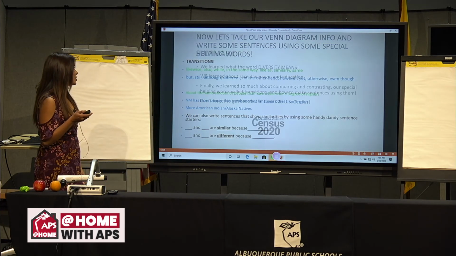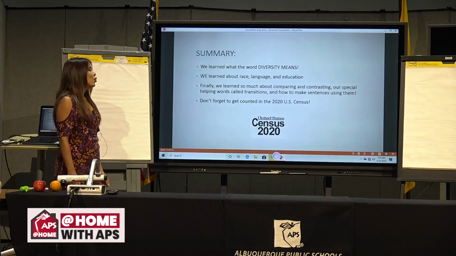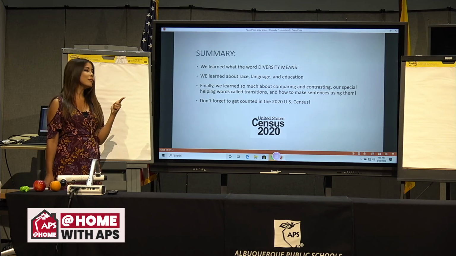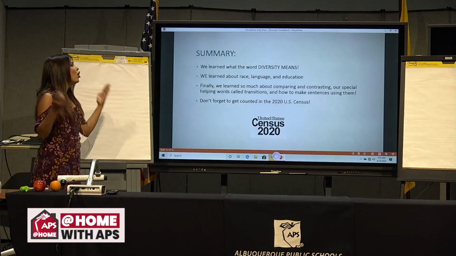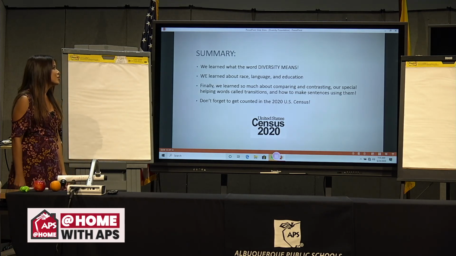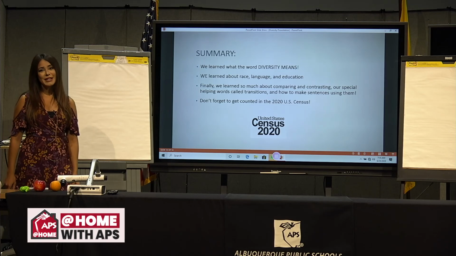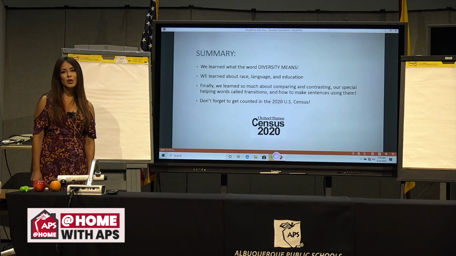So in summary, we learned what diversity means. We learned about race, language, and education. Finally, we learned so much about comparing and contrasting, our special helping words called transitions, and how to make sentences using them. Don't forget to get counted in the 2020 US Census.